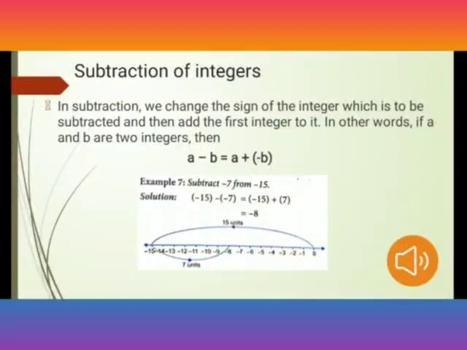As you can see in the example, subtract minus 7 from minus 15. So how will we write that? We will write minus 15 in a bracket and then put a sign of minus, and then we will again put minus 7 in a bracket. So you can see now how we will solve that.